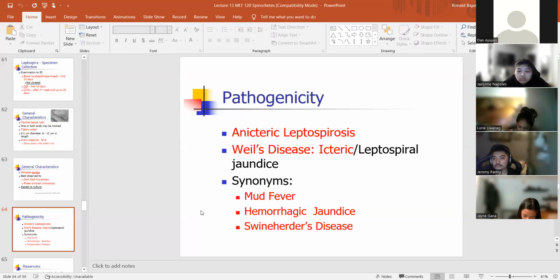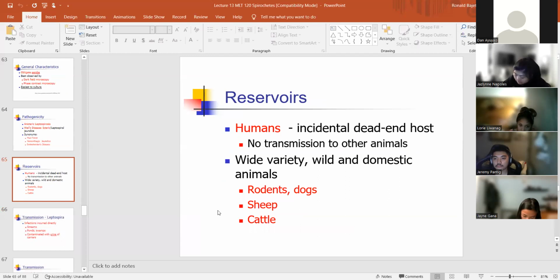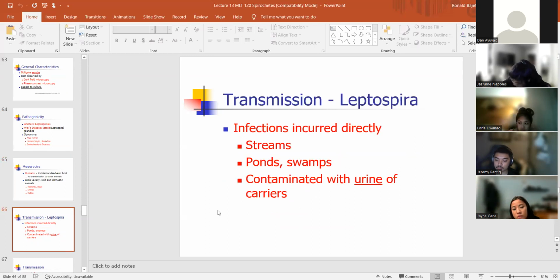So for Weil's disease, synonyms would include mud fever, hemorrhagic jaundice, or Swineherd's disease. Okay, Swineherd's disease. Reservoirs: human, incidental dead-end host, no transmission to other animals, a wide variety of wild and domestic animals like rodents, dogs, sheep, and cattle. This is leptospirosis.